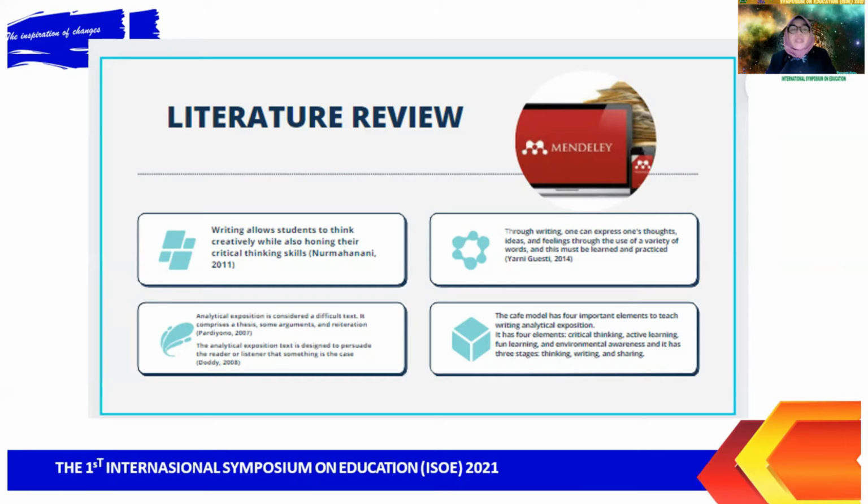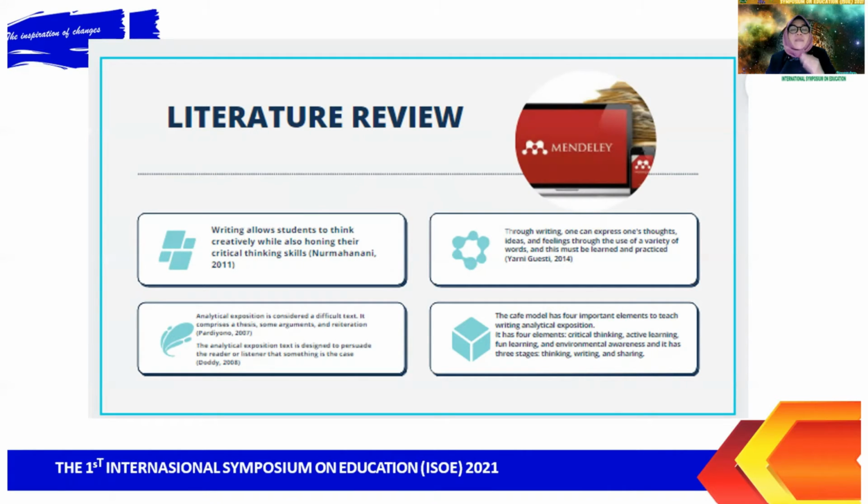I added emerging environmental awareness and a small research done by the students. They will know how to find more evidence, examples, and facts to support and make their arguments. It has 3 steps: thinking, writing, and sharing.